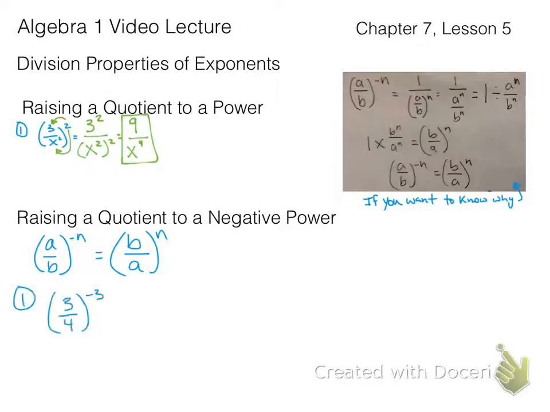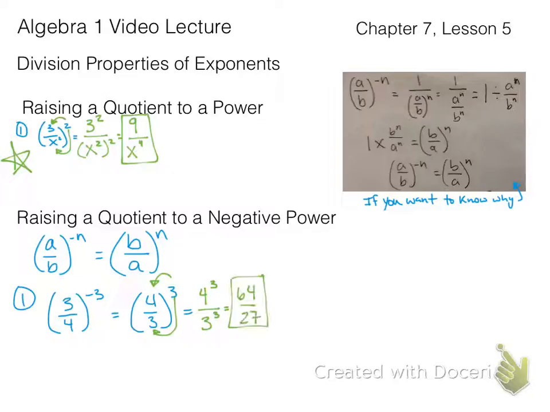So if we have 3 over 4 to the negative third, we're going to take the reciprocal of 3/4 and the exponent becomes positive. Now all we have to do is do what we did here. So the 4 gets to the third power, and the 3 gets to the third power. So it's 4 to the third over 3 to the third. Well, 4 to the third is 64, 3 to the third is 27, so the final answer is 64 over 27.